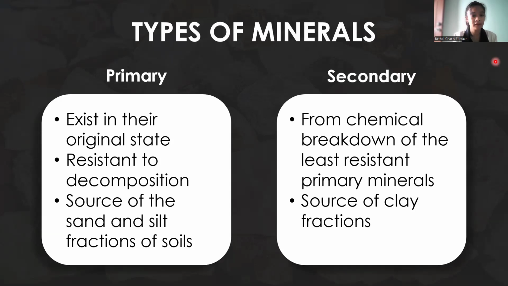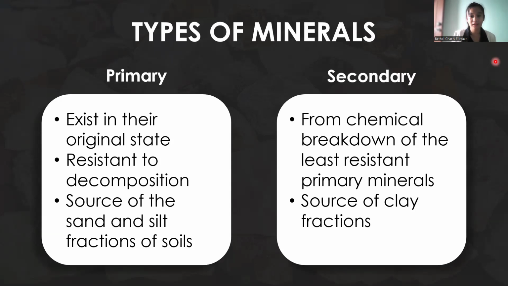So ibig sabihin, nare-retain nila yung kanilang original minerals na na-form during the geological processes or during the volcanic eruption. For example, nabanggit na natin to. Example ng primary rocks are the quartz, feldspar, and mica. Okay, kung natatandaan nyo po. And again, primary minerals are resistant to decomposition. Generally, more resistant sila to weathering and decomposition compared to secondary minerals.